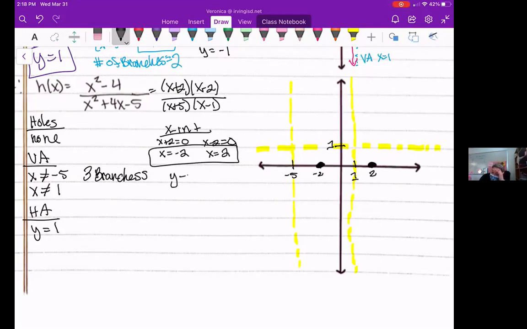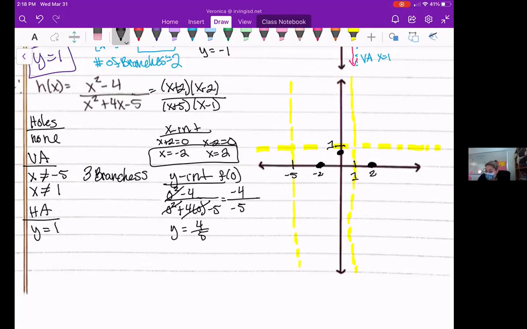Now for our y-intercept, all we have to do is find f of 0. You can do that from the factored form, or from the original. So I'm going to put 0 squared minus 4 over 0 squared plus 4 times 0 minus 5. So 0 squared minus 4 is -4. 0 squared is 0, right? So we end up with -5 on the bottom. So my y-intercept is at positive 4 over 5. 4 over 5 is right below 1, so we're going to have a y-intercept right there.